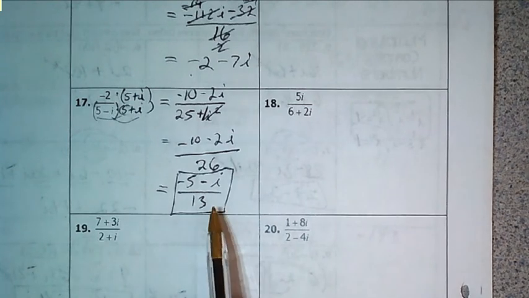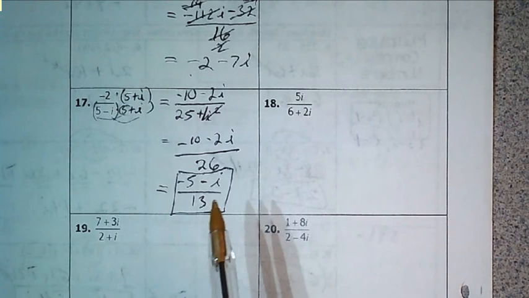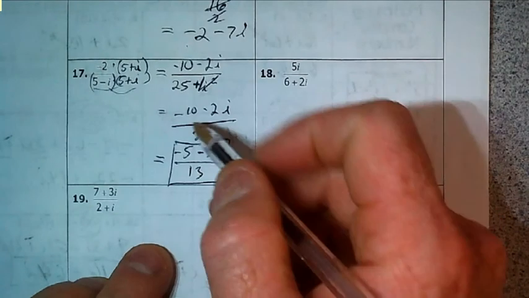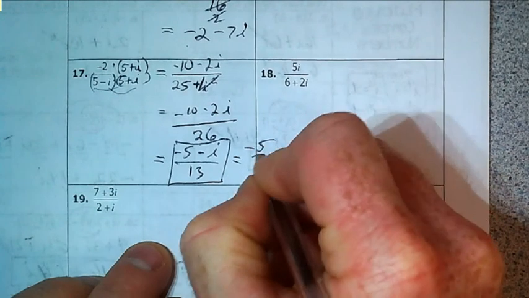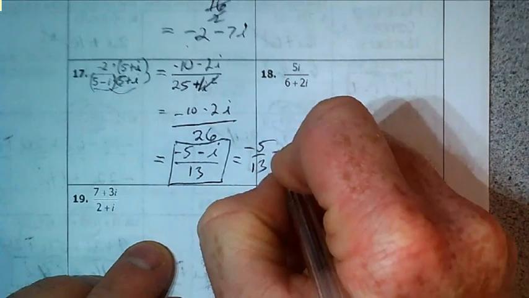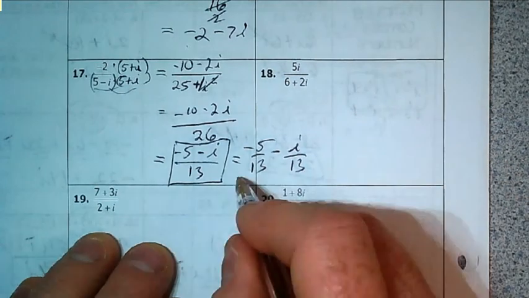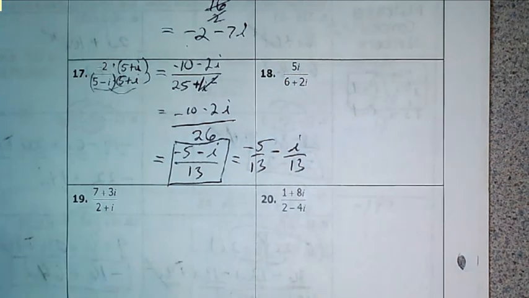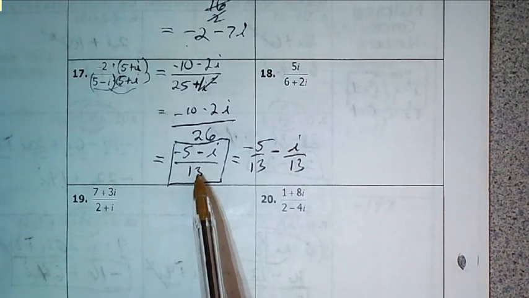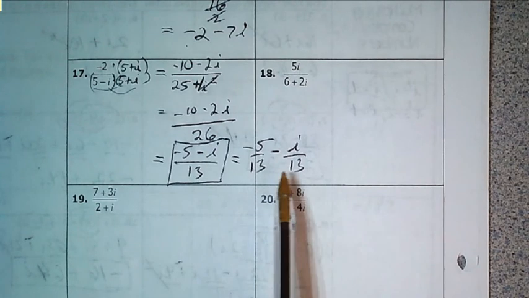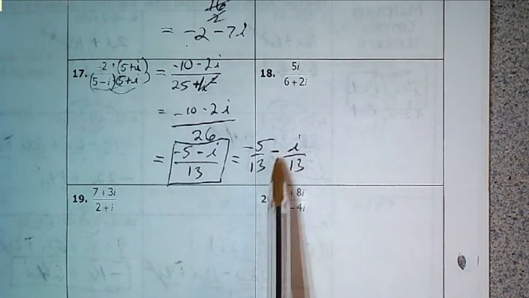Let me show you what would be standard form. If I were to break this fraction up and do it like this, negative 5 over 13 minus I over 13, that's your standard form. Anytime you have a denominator with a numerator that consists of a binomial or trinomial or whatever, you can break it up like this into 2 or 3 parts. Here it's 2 parts because there's 2 parts in the numerator.